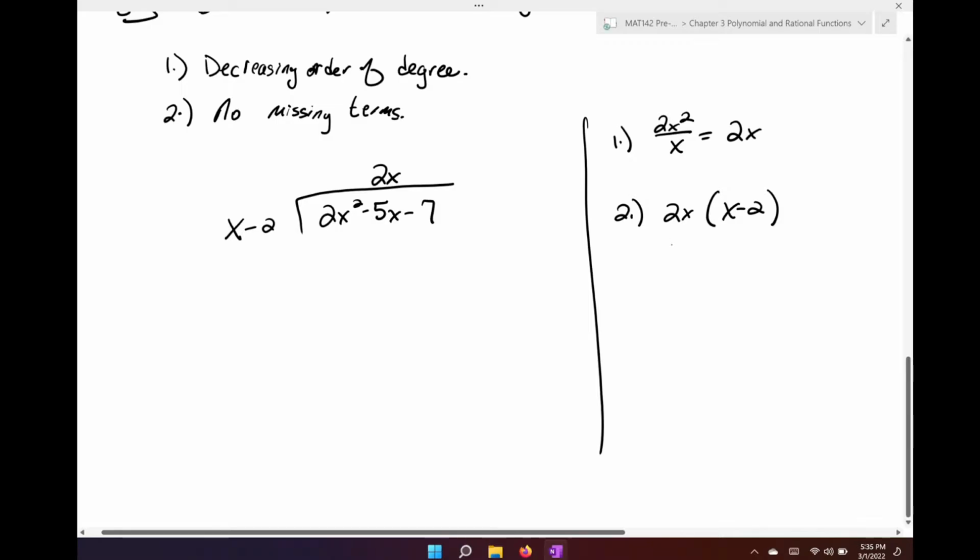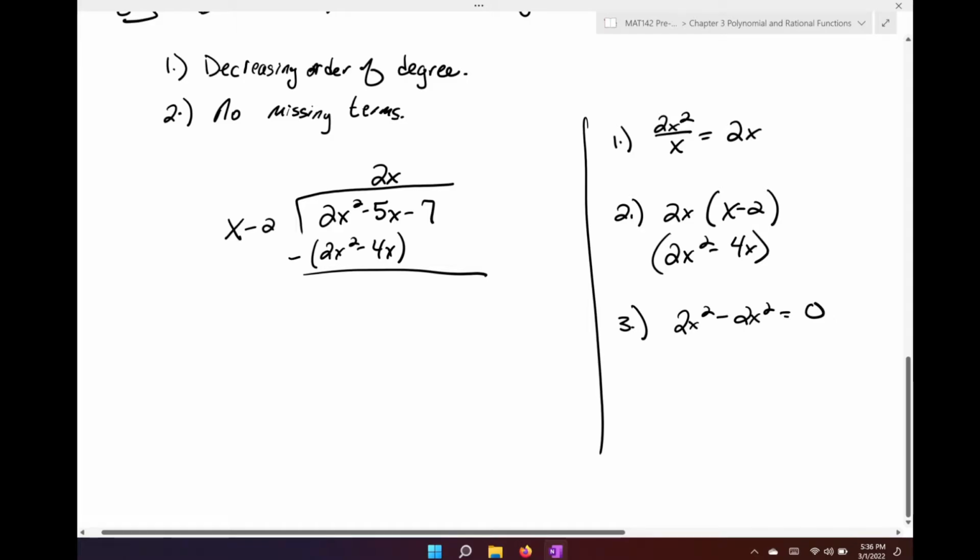So this is going to yield 2x squared minus 4x. I put this in parentheses and just copy it directly underneath with a subtraction sign out front. Now I subtract from top to bottom, and that's step 3. So 2x squared minus 2x squared is 0, which is what we want. And then negative 5x minus negative 4x is really negative 5x plus 4x, or just negative x. So negative x goes here. And then we drop down the minus 7.